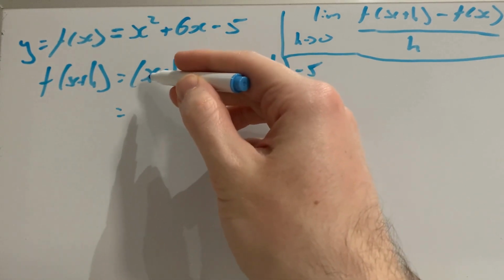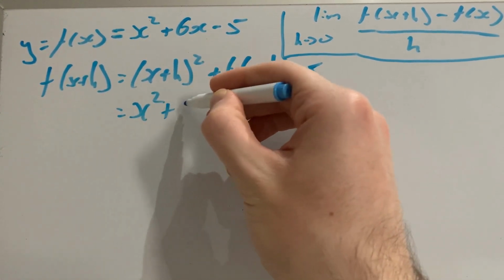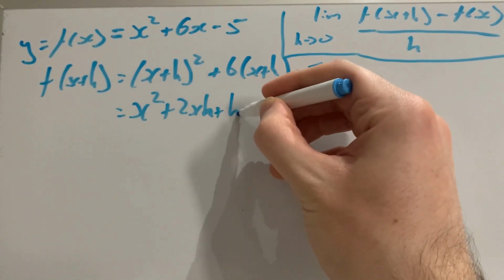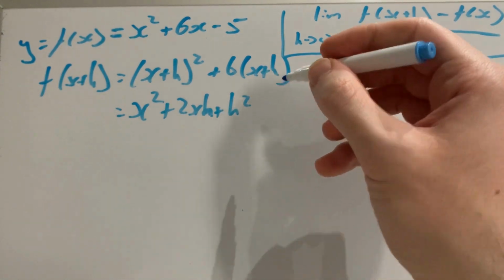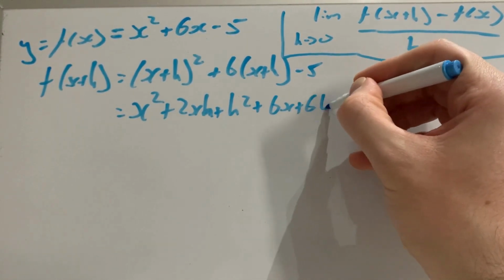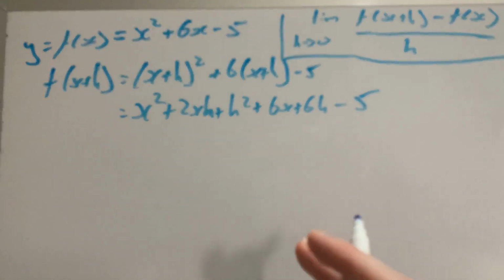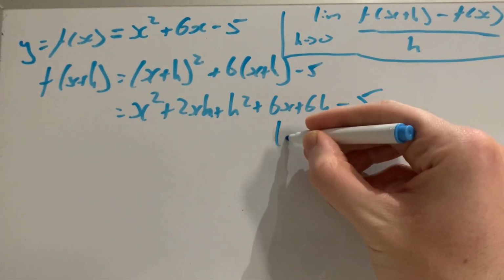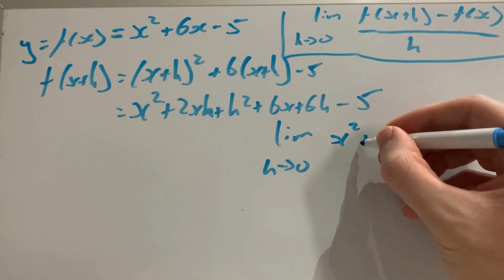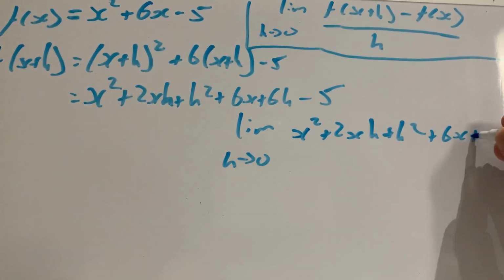So expanding this bracket, we would get x squared plus 2xh plus h squared, like we just did. I'm just skipping a step, so pause if you need me to slow down, and you can look at the last example. And then expanding this bracket, we're going to get plus 6x plus 6h, and then minus 5. So it doesn't look like we can simplify that anymore. So we're going to go ahead with writing our limit step. So the limit as h tends to 0 of all of this, x squared plus 2xh plus h squared plus 6x plus 6h minus 5.